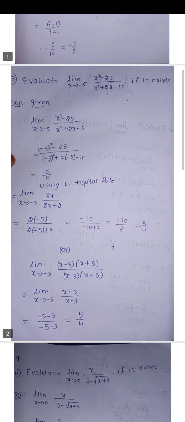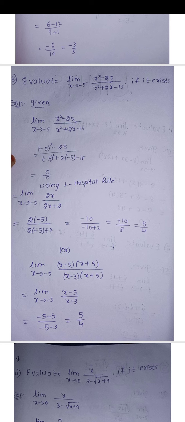Next we will go to the third problem. Evaluate the limit as x tends to minus 5 of (x square minus 25) by (x square plus 2x minus 15), if it exists. Solution: first we have to apply the limits. In place of x we substitute minus 5. So minus 5 whole square minus 25 by minus 5 whole square plus 2 into minus 5 minus 15. When we solve, we get 0 by 0. So it is an undefined form.